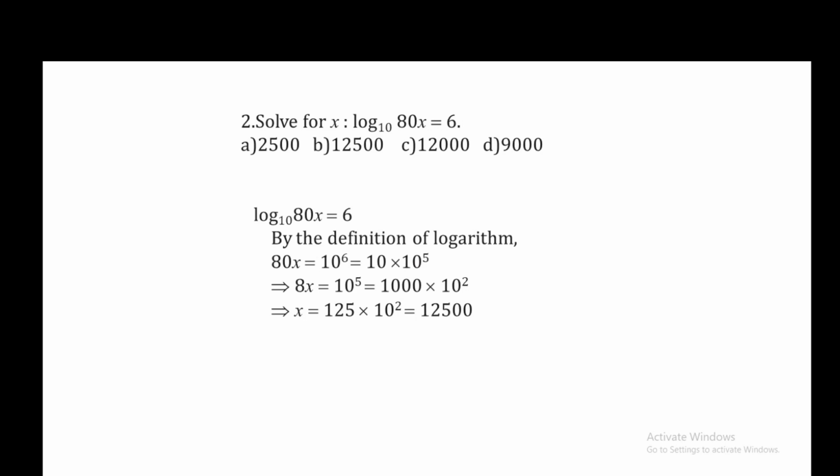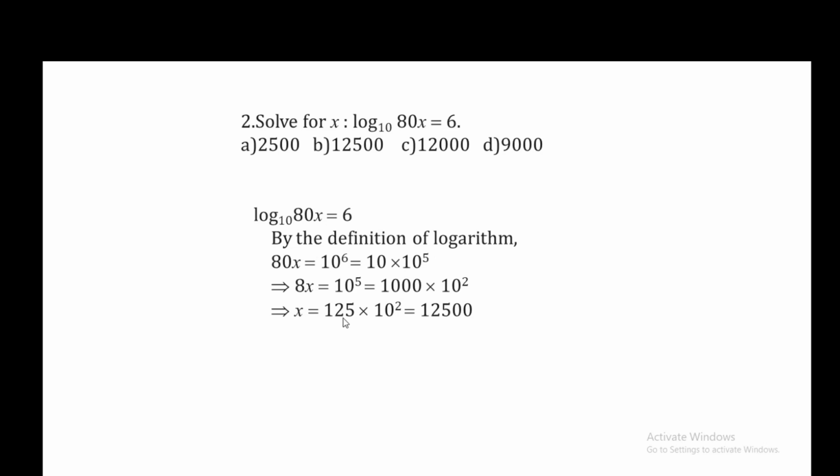See, by the definition of logarithm, 80x is equal to 10 power 6. We can write the 10 power 6 as 10 into 10 power 5. On the left hand side, 80x is changed to 8x. How was it changed? Both sides, we can write 80 as 8 into 10, and I'm removing that 10 from both sides. So 8x is equal to 10 power 5, that is 1000 into 10 square.